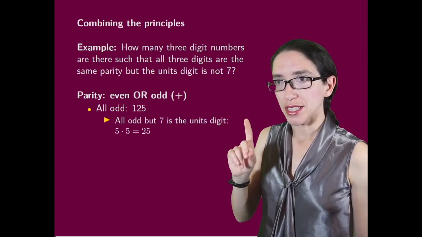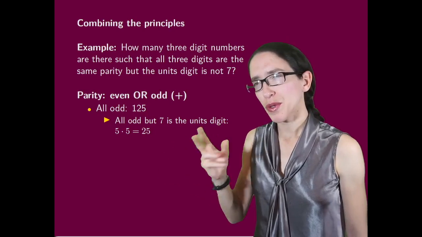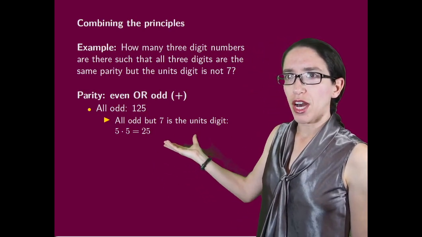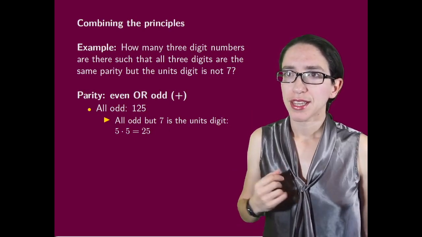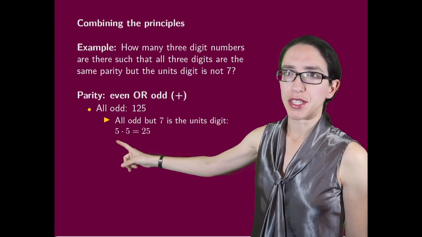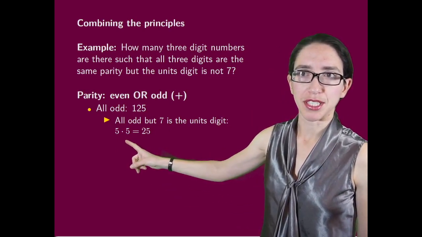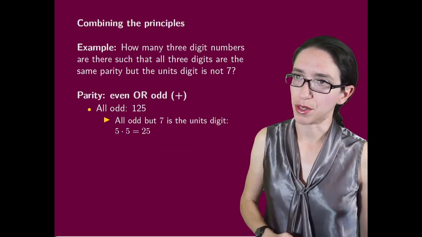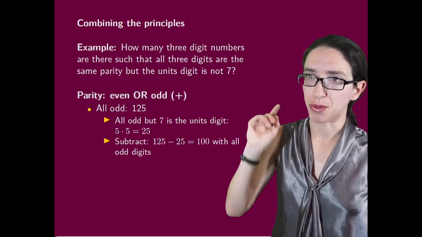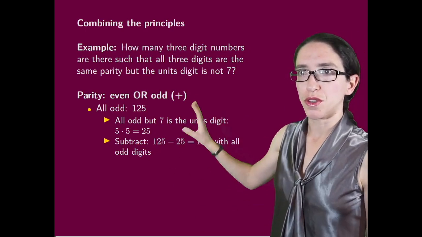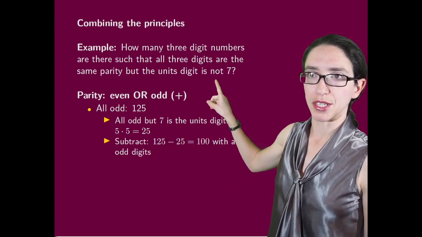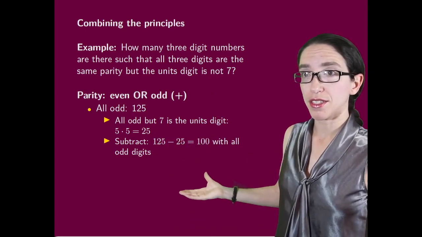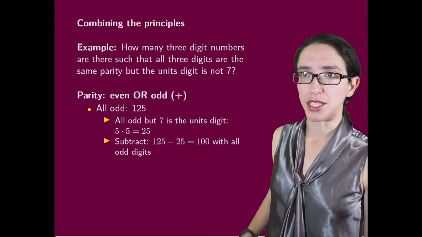But we want to eliminate the ones that end with 7. We only have to subtract those from the odd case because 7 is odd. So if it's all odd but 7 is the units digit, that means there's 5 possibilities for the first digit and 5 possibilities for the second, and 7 has to be the last digit, and so there's actually 25 of those, which we have to subtract off because we're not allowed to have 7 as the units digit. So this is where we use the subtraction principle for this not. 125 minus 25 is 100 valid all odd possibilities in this problem.